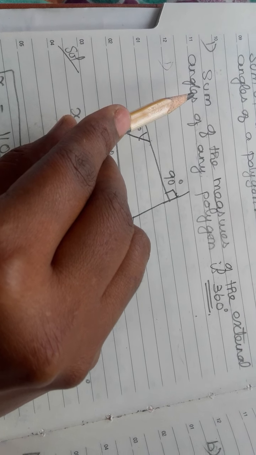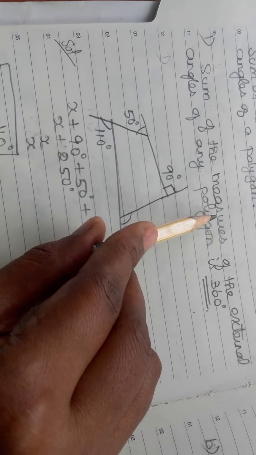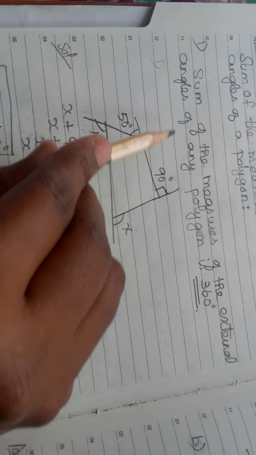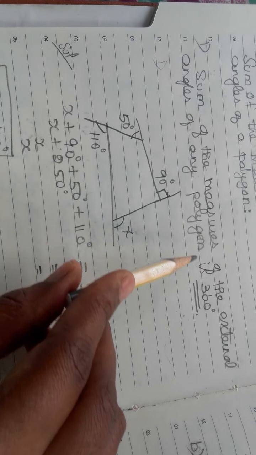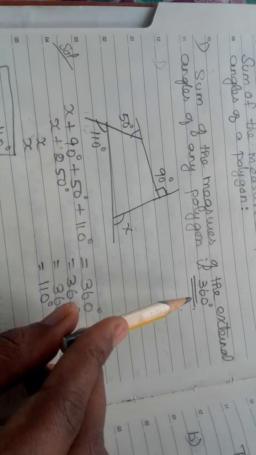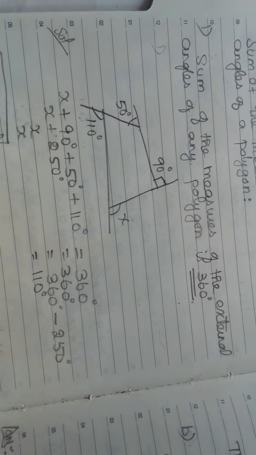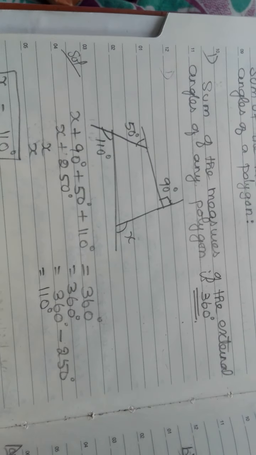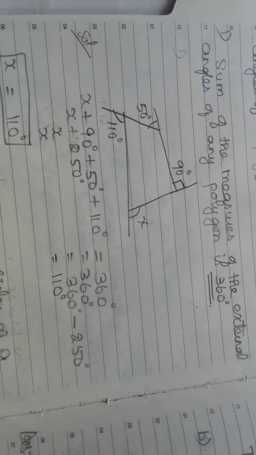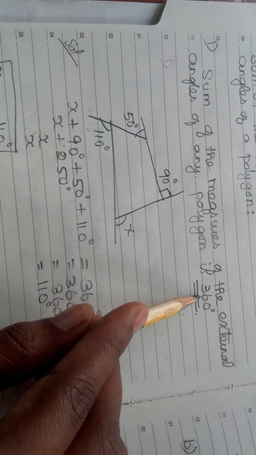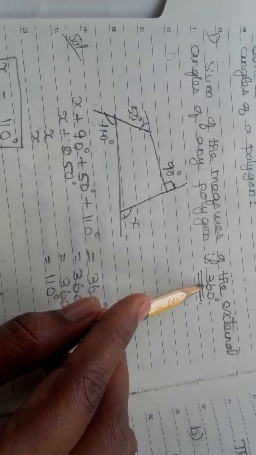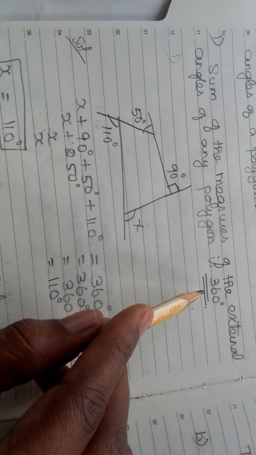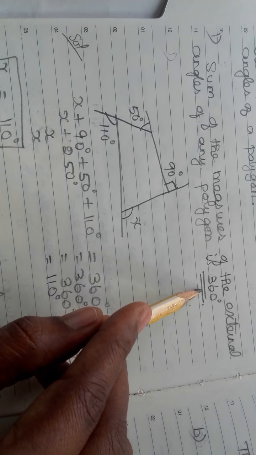Just see the property: sum of the measures of the external angles of any polygon is 360 degree. It may be a quadrilateral, pentagon, hexagon, octagon, nonagon, whatever it is. So that external angle sum is 360 degree. All the polygon exterior angle sum is 360 degree.